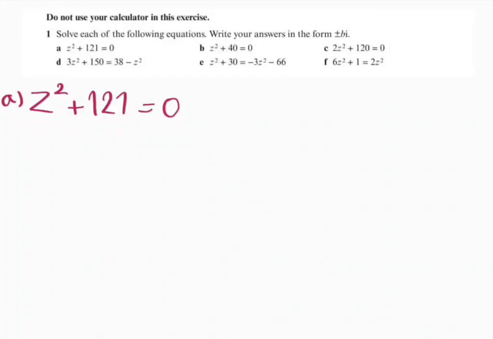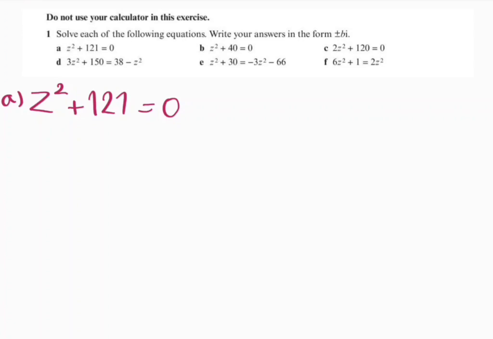This video is on exercise 1B of A-Level Further Maths Core 1 textbook. This exercise is all about solving equations that have complex roots. It's very interesting because we have been told that whenever the discriminant of an equation is negative, that means the equation doesn't have real roots.